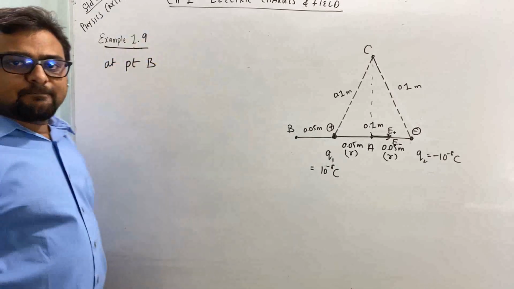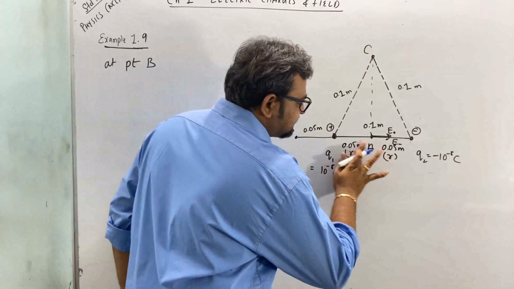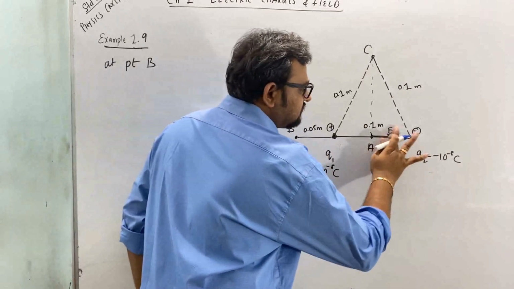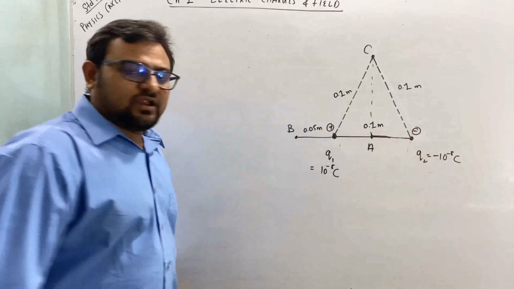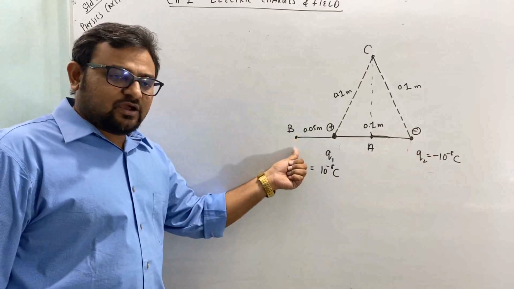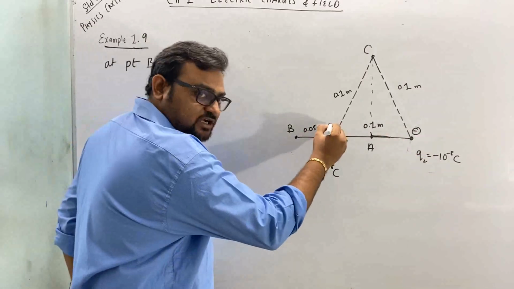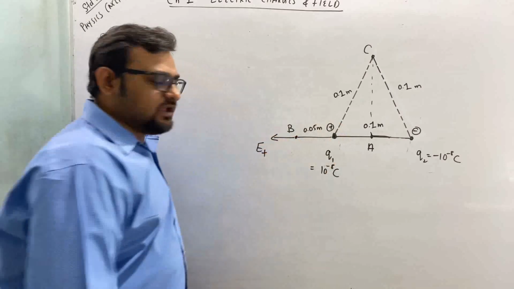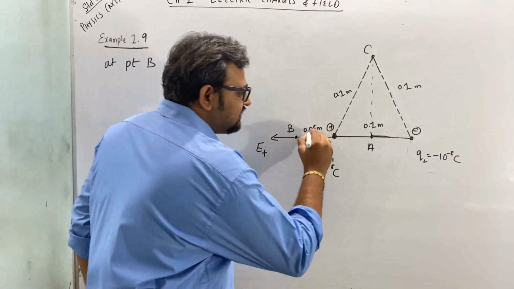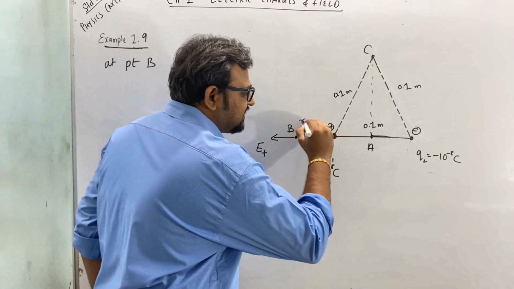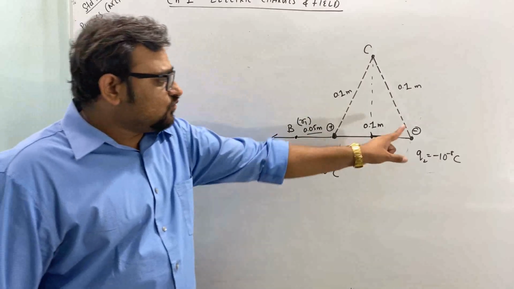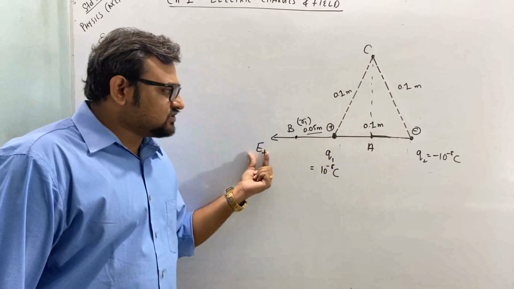At point B. Okay, now let me erase this. Now, what will happen at point B? At point B, this is positive charge. This will be away. Clear? And what will be the R? 0.05. Let's take this as R1. Clear? Now, this is the electric field due to positive charge.